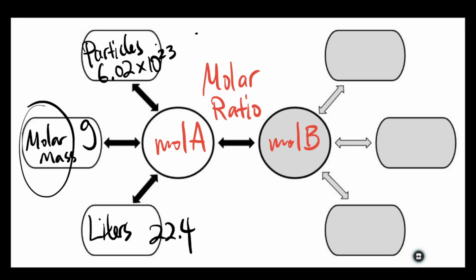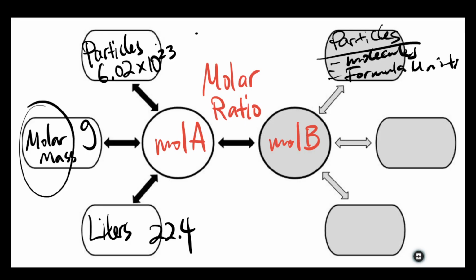Okay. Same thing on the other side, particles. So again, particles, don't confuse yourself. There's multiple types of particles. We got molecules. We got formula units. We have, what else? Atoms. That's single elements, right? So those are all part of particles. And then we have molar mass again in grams, and then liters, 22.4 L. So basically this is our mole map.